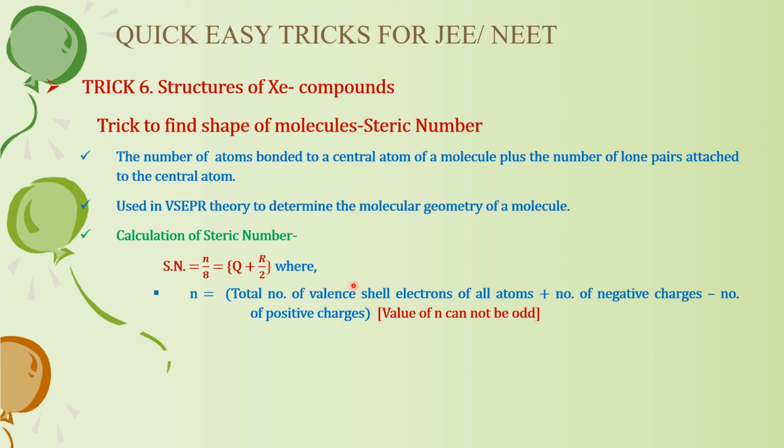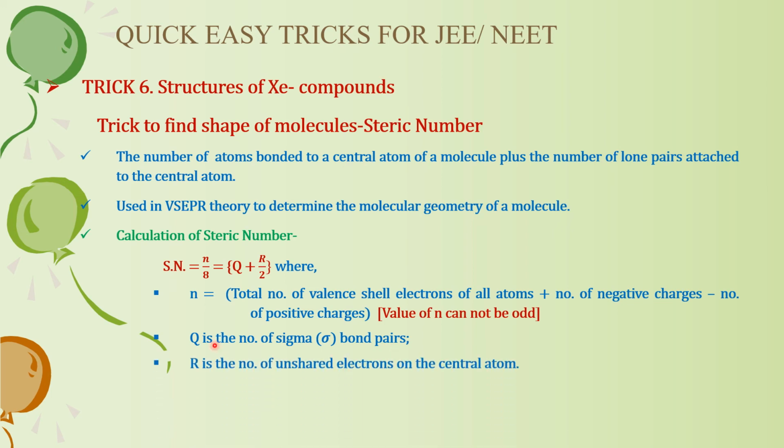Once you have found n, divide it by 8. You will get a quotient and a remainder. The quotient gives you the number of sigma bond pairs. The remainder is the number of unshared electrons on the central atom, and if you divide that by 2, you get the lone pairs of electrons on the central atom. So sum up Q and R by 2, and this will give you the steric number.